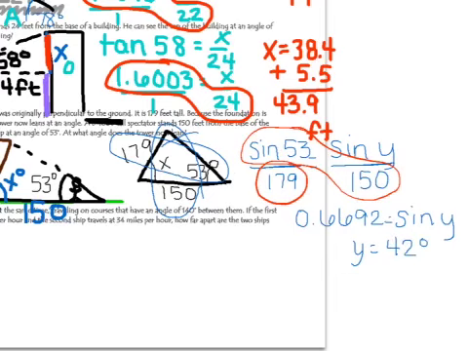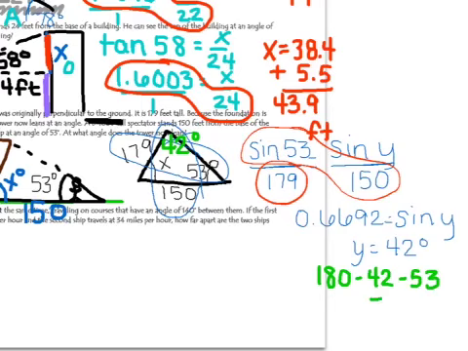Okay? Remember, though, that's not my final answer. That 42 degrees represents this angle up here. So this angle is 42. So now I know if this is 42 and this is 53, I can add those together and subtract from 180. So I'm going to do 180 minus 42 minus 53.